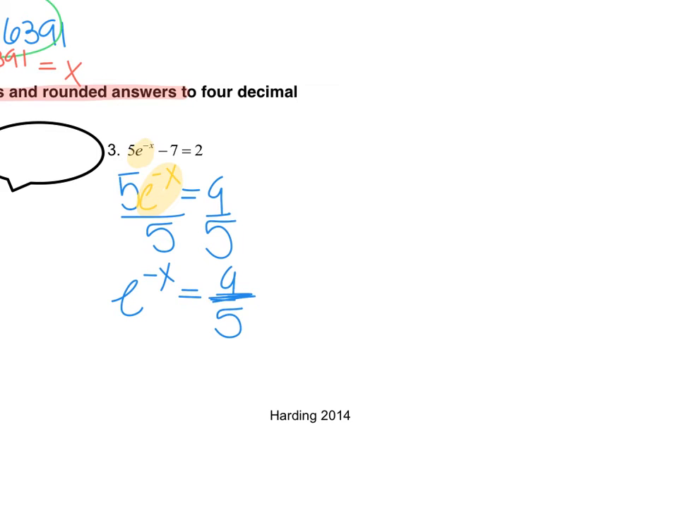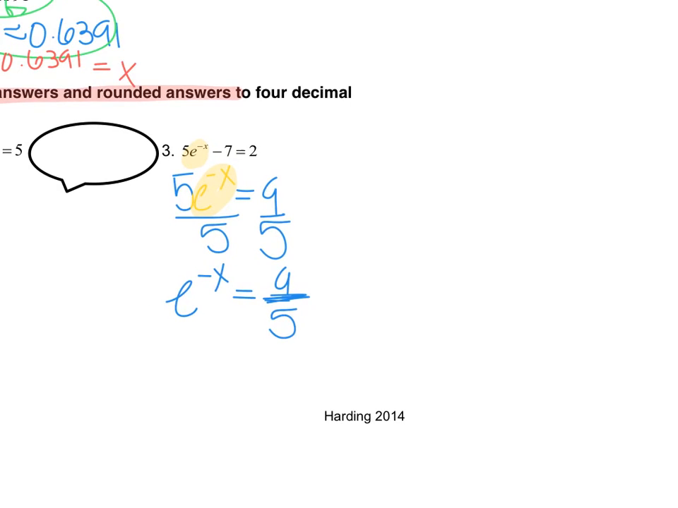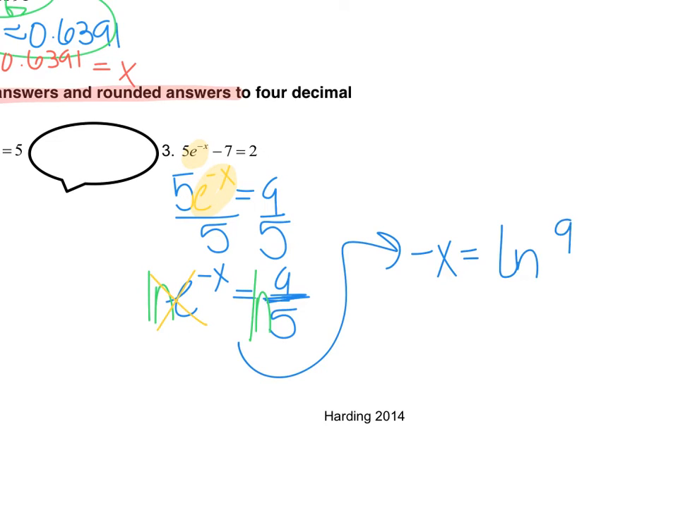Okay? Once again, there's 2 different ways you could go about this problem. I like to go ahead and natural log both sides. Just make sure that whatever you do to one side of the equation, you do to the other side of the equation. These cancel each other out, and you get negative x. Remember the natural log on the other side. So natural log of 9/5.